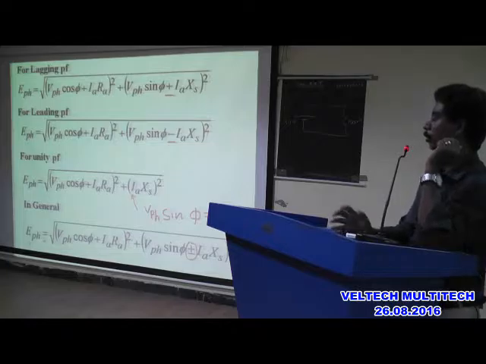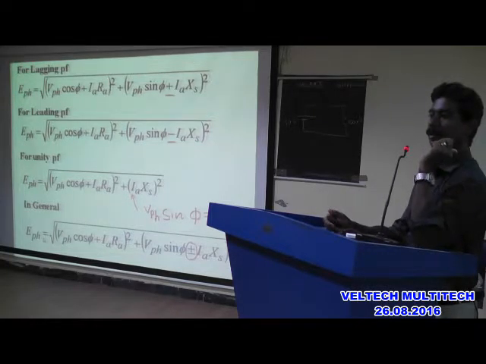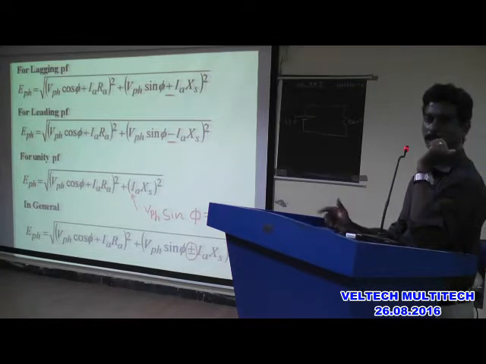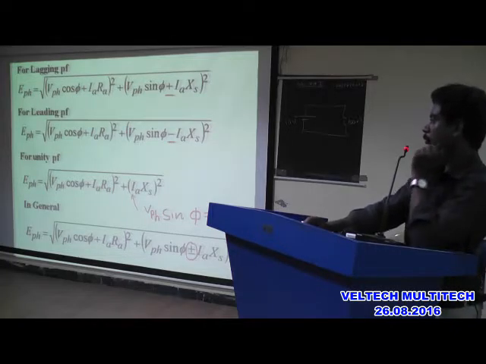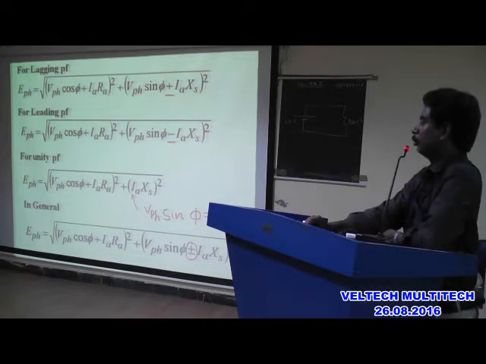So that is E phase equal to root of (V phase cos phi plus IaRa) the whole square plus (V phase sin phi plus or minus IaXs) the whole square. Plus for lagging power factor, minus for leading power factor. So while solving the problem, you can use this equation.